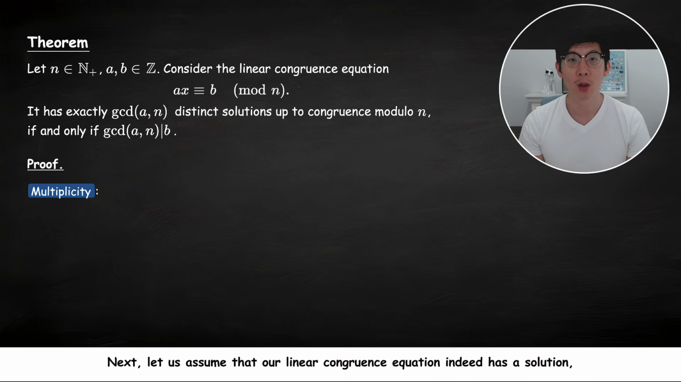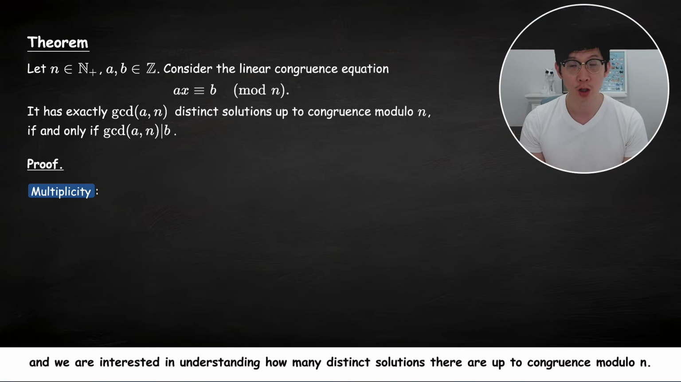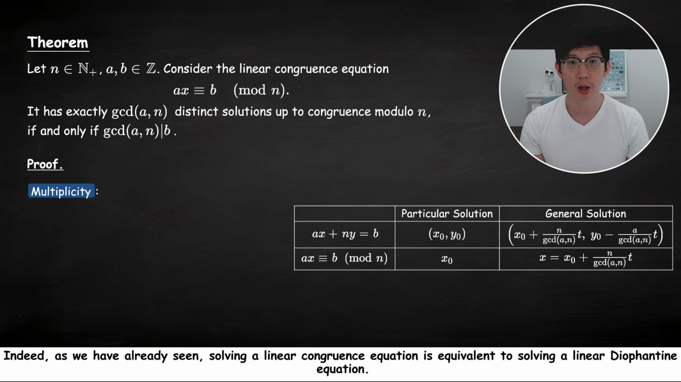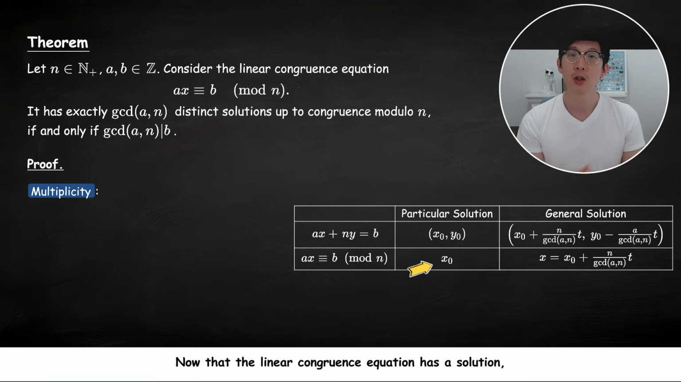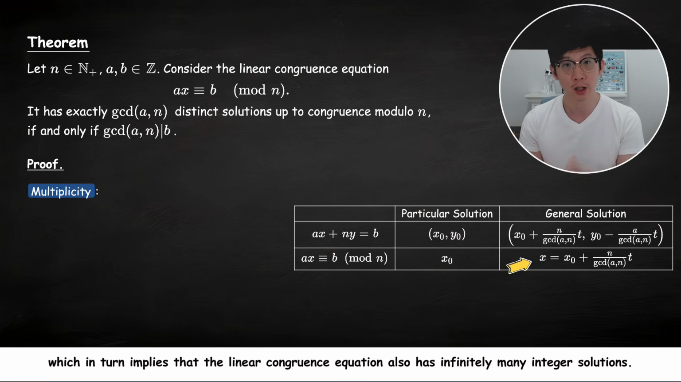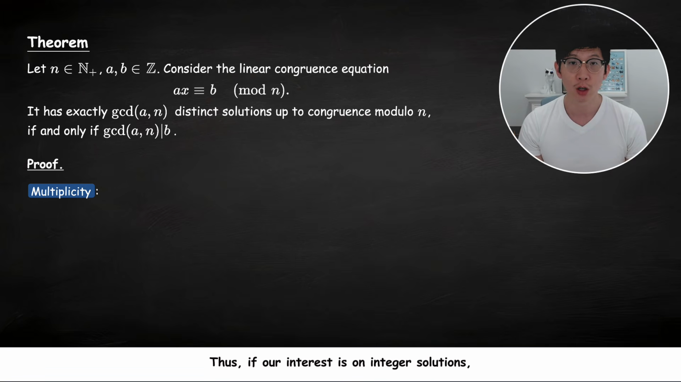Next, let us assume that our linear congruence equation indeed has a solution, and we are interested in understanding how many distinct solutions there are up to congruence modulo n. Be careful, here we are not counting the number of integer solutions. Indeed, as we have already seen, solving a linear congruence equation is equivalent to solving a linear Diophantine equation. Now that the linear congruence equation has a solution, so does the linear Diophantine equation. But then, the linear Diophantine equation will have infinitely many pairs of integer solutions, which in turn implies that the linear congruence equation also has infinitely many integer solutions. Thus, if our interest is in integer solutions, clearly there will be infinitely many.